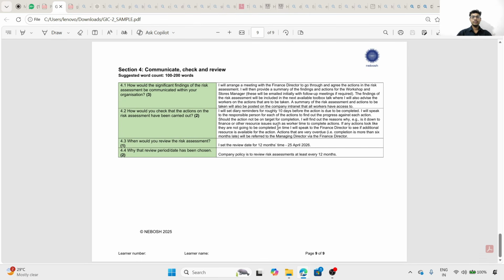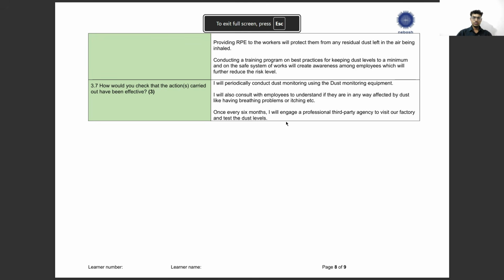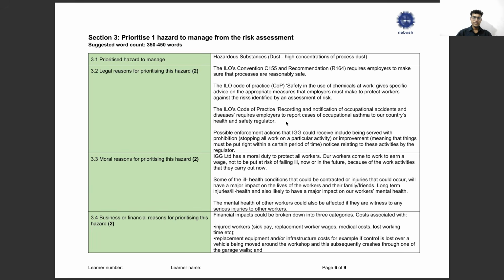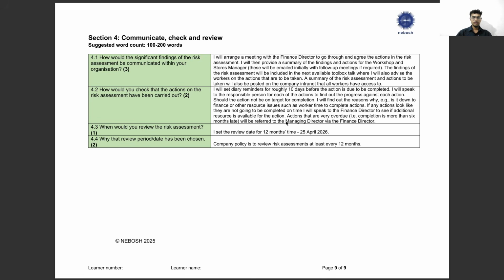Now section 4, that says, okay, so 3.7, 3.6, 3.5, and all this. So in section 4, it is communicate, check, and review.